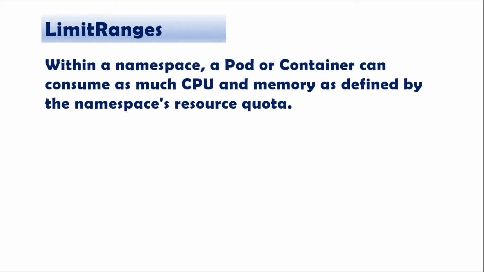Let's check another important concept, limit ranges. According to Kubernetes documentation, within a namespace, a pod or container can consume as much CPU and memory as defined by the namespace resource quota. Isn't that just like local? Why did our pod get evicted earlier? That's where a limit range comes into play.